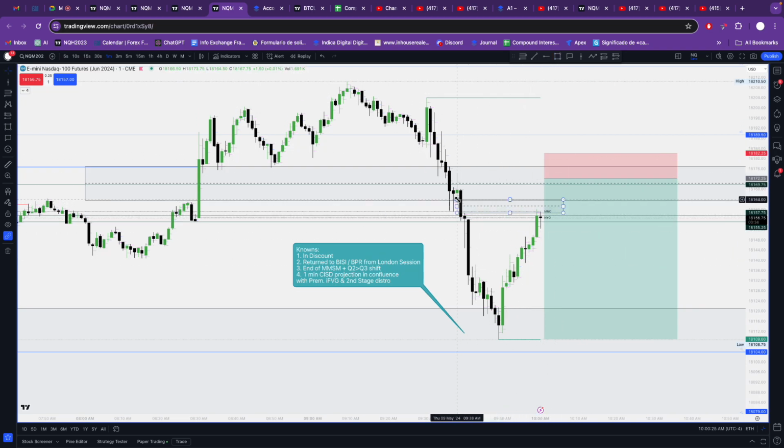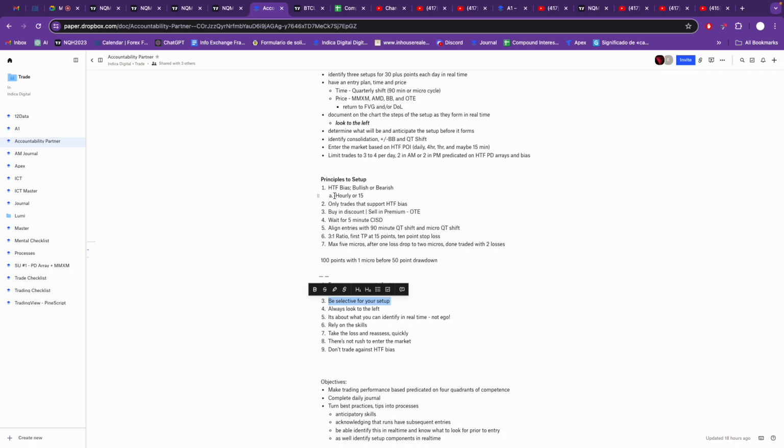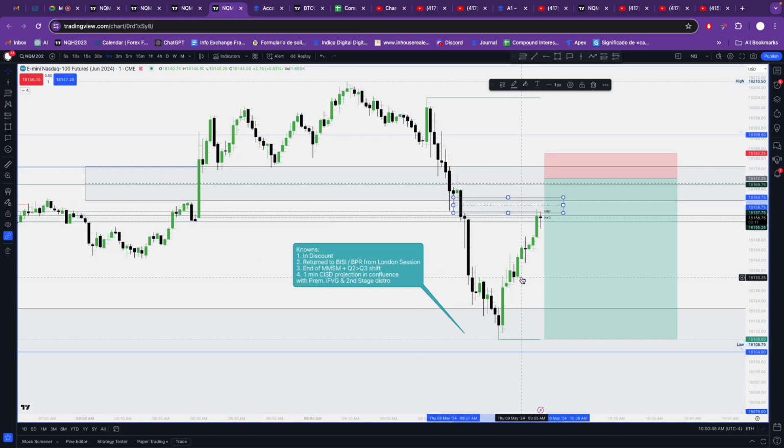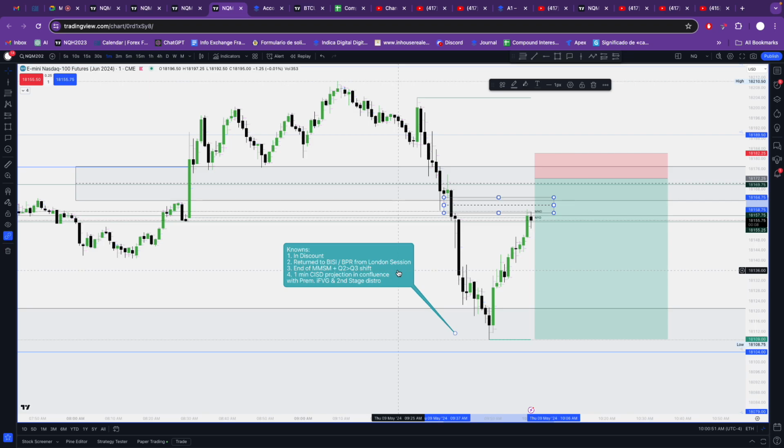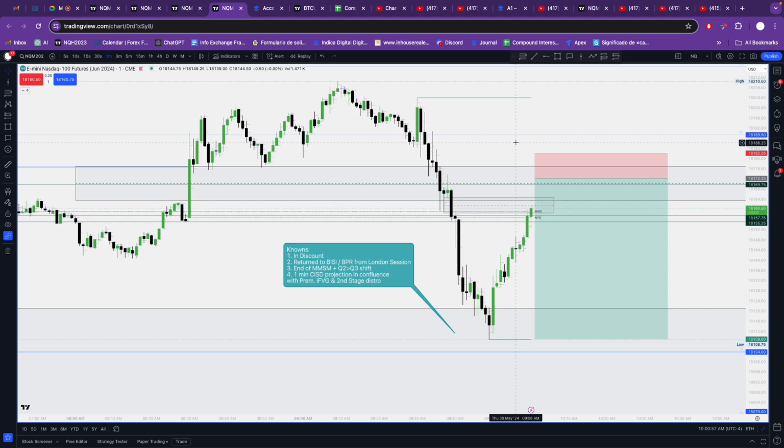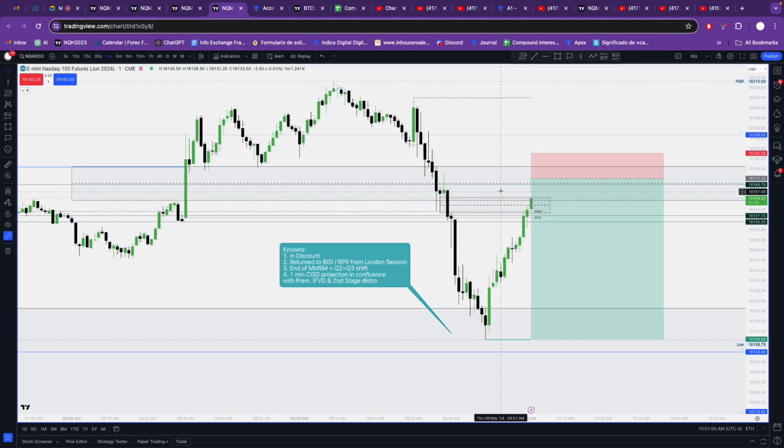It will be a setup. It'll be a combination of, well, we're gonna be selling in premium near OTE. We could wait for a 5 minute change in state of delivery if we consolidate. Also, we're looking at quarterly shifts too. That's what we're looking for. Yeah, all of that. We're looking for all of that.